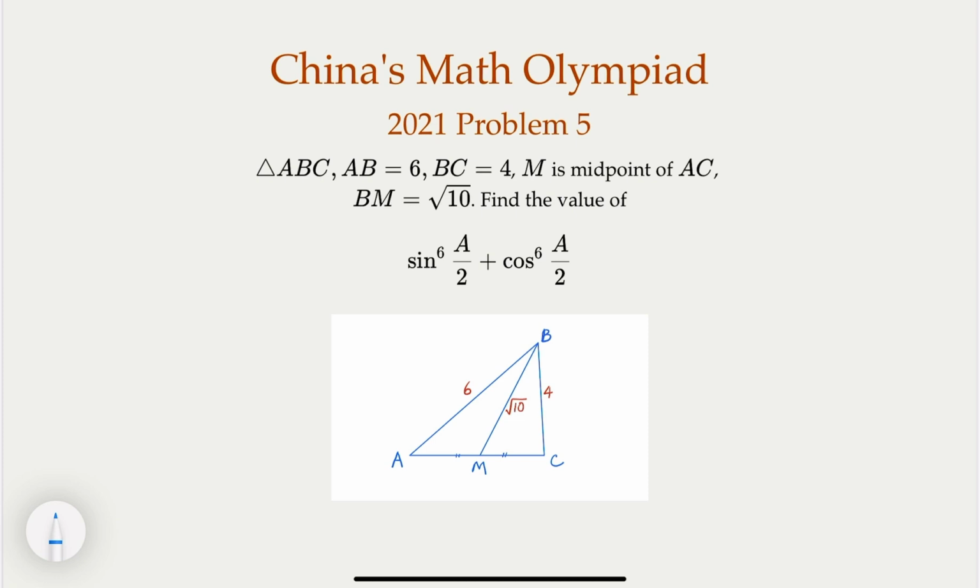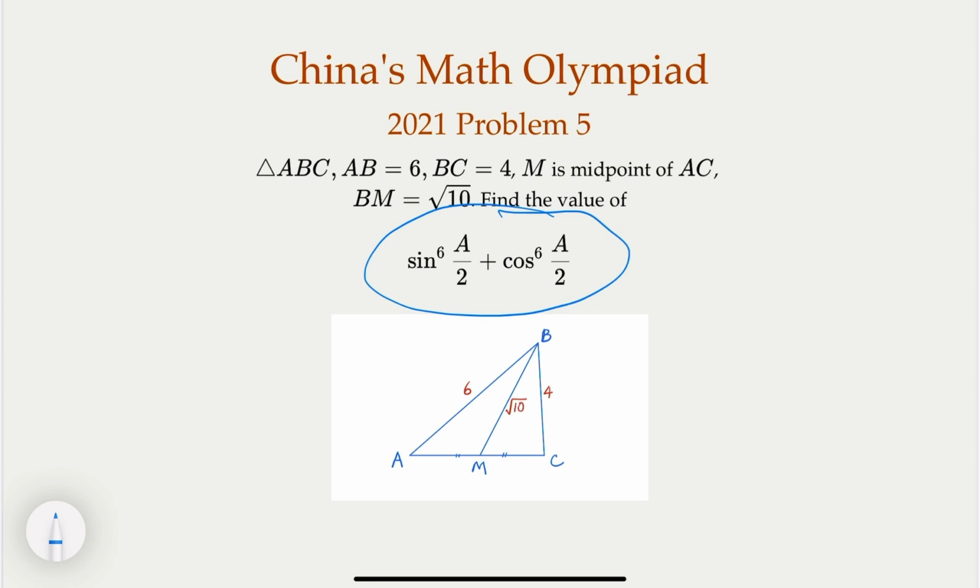This is from China's Math Olympiad 2021, a fill in the blank type of problem, which supposedly takes less time. It's given a triangle ABC with two side lengths given, and the median line here is square root of 10. We try to find this expression for the half angle: sine to the 6th power plus cosine to the 6th power.